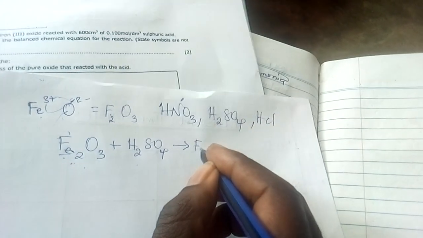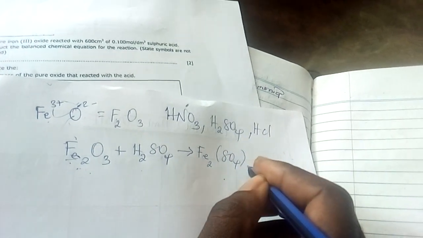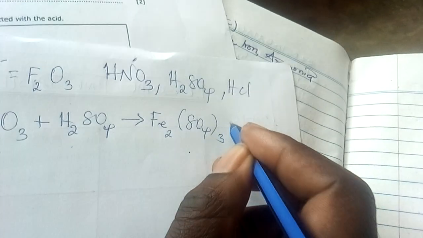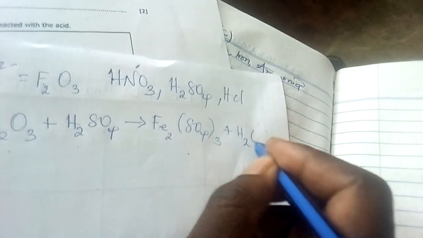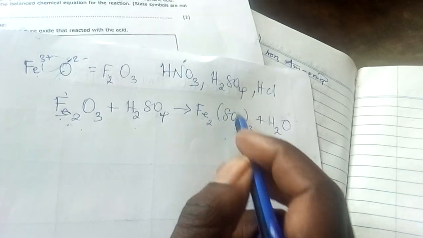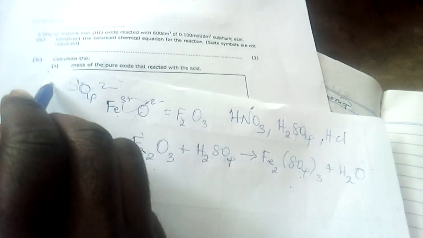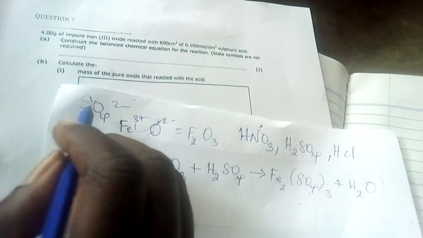So it will be Fe2(SO4)3 plus water. But how did I get here? You should know that sulfate is a radical which exists like that. This is why you are seeing a 3 there. The crossing is the same thing, you do the same thing there.